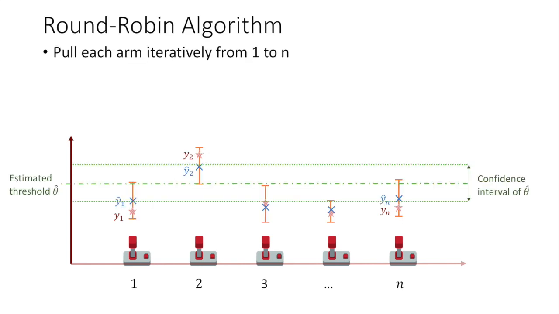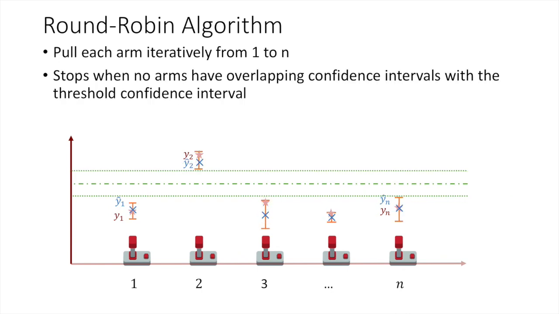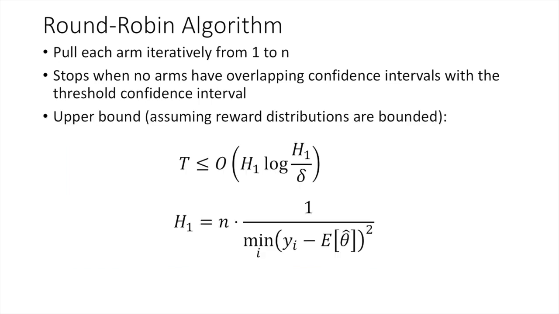A simple baseline is the round-robin algorithm, which pulls each arm from 1 to n iteratively, and stops when the confidence interval of the threshold no longer overlaps with any arm's confidence intervals. We upper bound the total number of pulls, which is related to the hardness term h1. h1 is inversely proportional to the square of the minimum distance between any arms and the threshold.